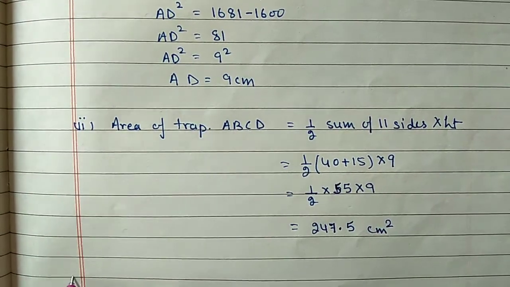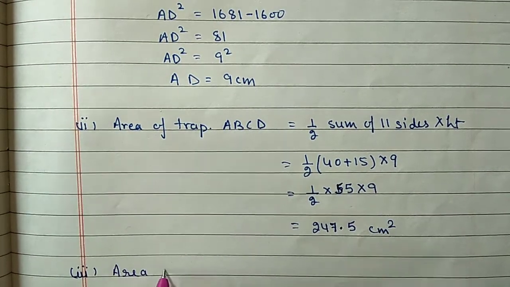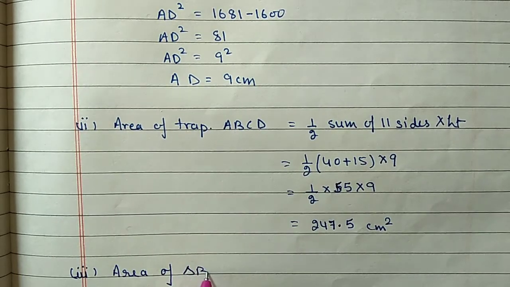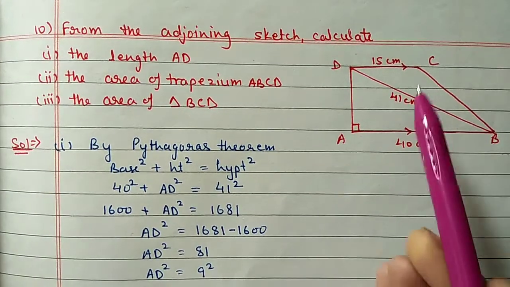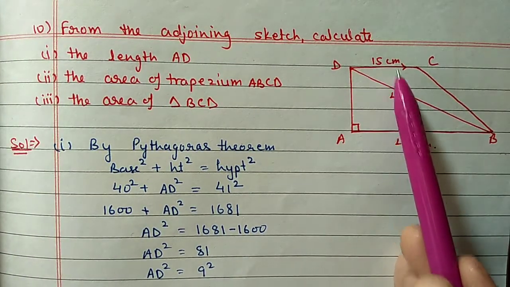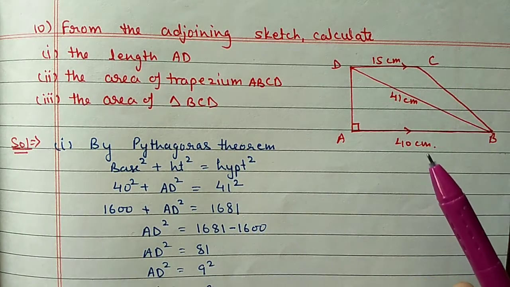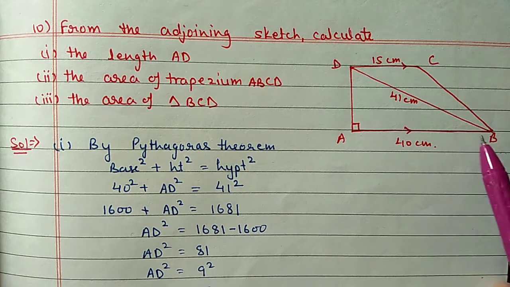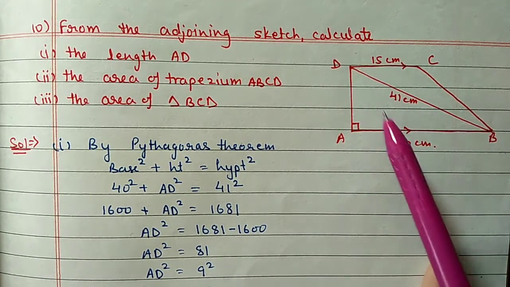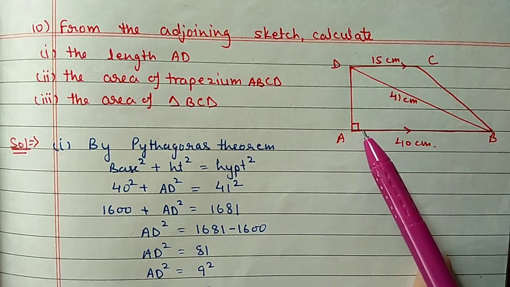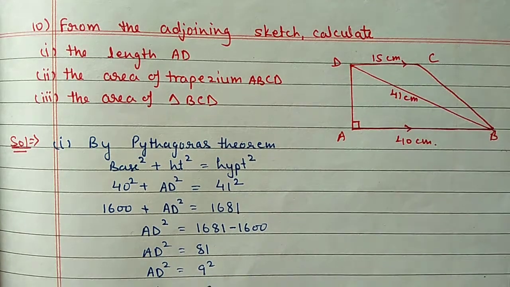Now the third part, we have to find out the area of triangle BCD. BCD means this triangle, and for this triangle we know two sides but we don't know the height. We cannot use the half base into height formula here. So what we will do, from this big trapezium we will remove this triangle, because this triangle we can find out easily by half base into height, and this triangle we will remove. The remaining area will be for this triangle.